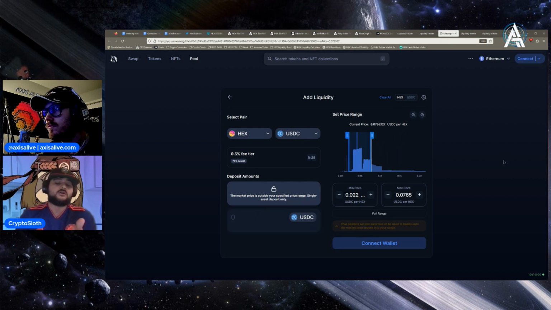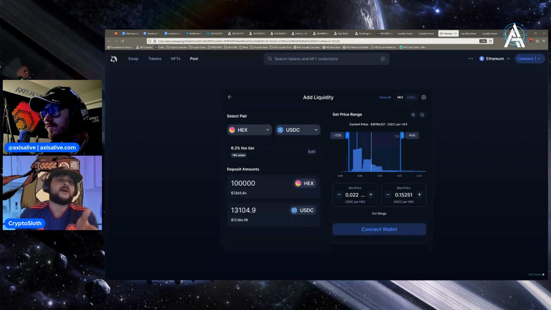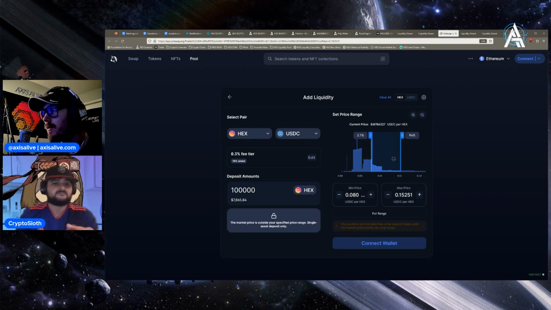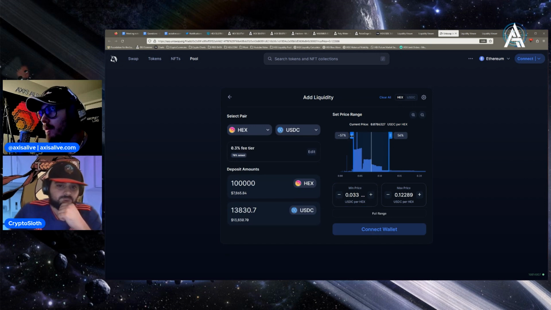So this is called bid side liquidity, and then ask side liquidity, right? I always get the two mixed up, but it's buy side, sell side. So it's buy side liquidity. When you're to the right, when price goes up on HEX, that's ask side because you're asking for a price to sell, and then below you're putting a bid for a lower price.